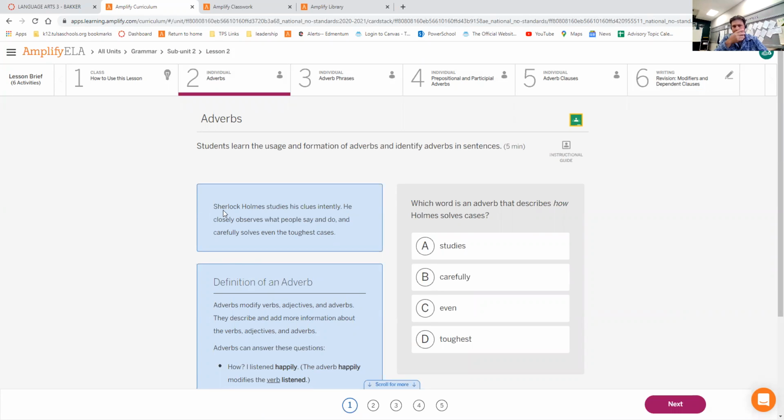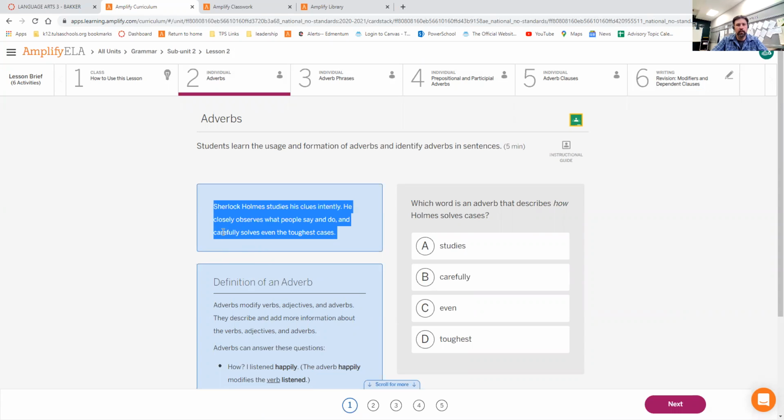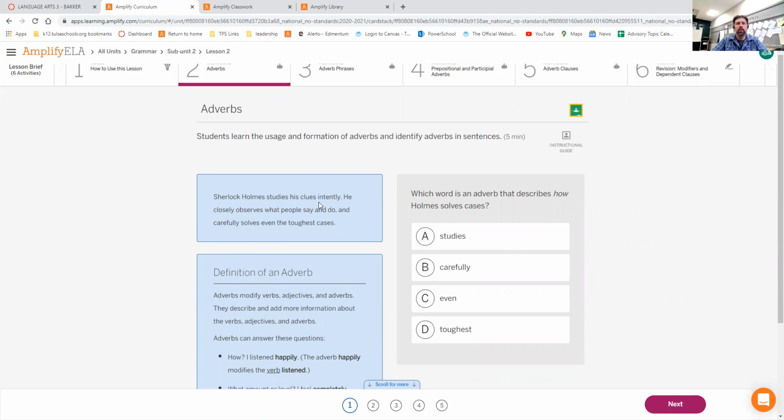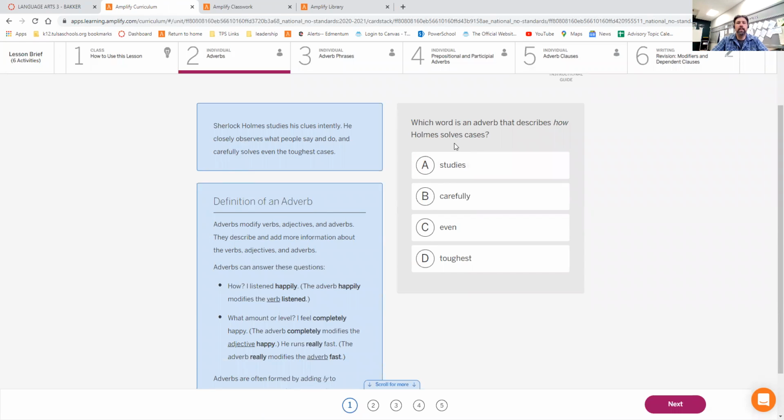So in this first sentence here, we've got Sherlock Holmes studies his clues intently. How does he study? He studies intently. Okay, that's an adverb. He closely, another adverb, observes what people say and do, and carefully solves even the toughest cases. Notice how much additional information we get by knowing how a thing is done. So our first question here, which word describes how Holmes solves cases? So all you do is you look and you find out where he solves a case and carefully solves. Okay, so solves is right here. How does he solve? Right next to it is the word carefully. He solves them carefully. Your correct answer is B.